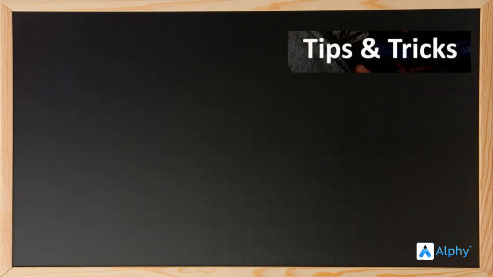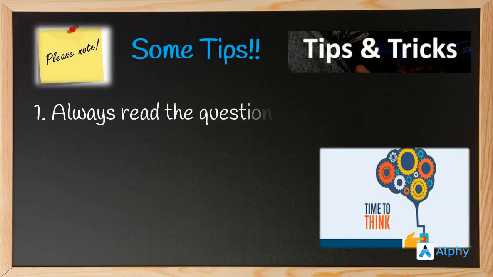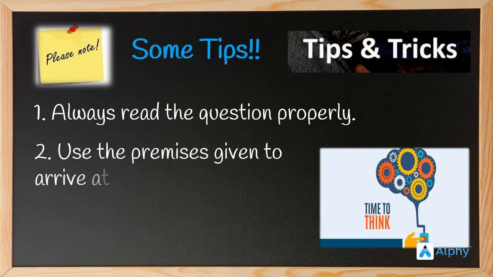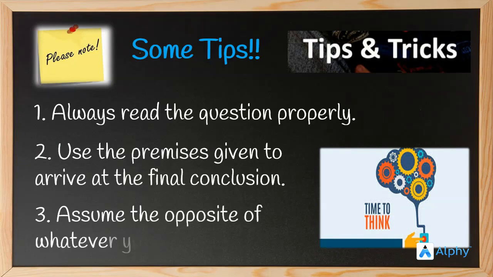Let's move on to some tips and tricks which will be beneficial for you. So first of all, always read the question properly. Secondly, use the premises given to arrive at the final conclusion. Use all the things that you have been given in the question to arrive at the final solution. And assume the opposite of whatever you have to prove. So like I said earlier, assume the opposite or the negation of the statement you have to prove, and that is how you do proof by contradiction.